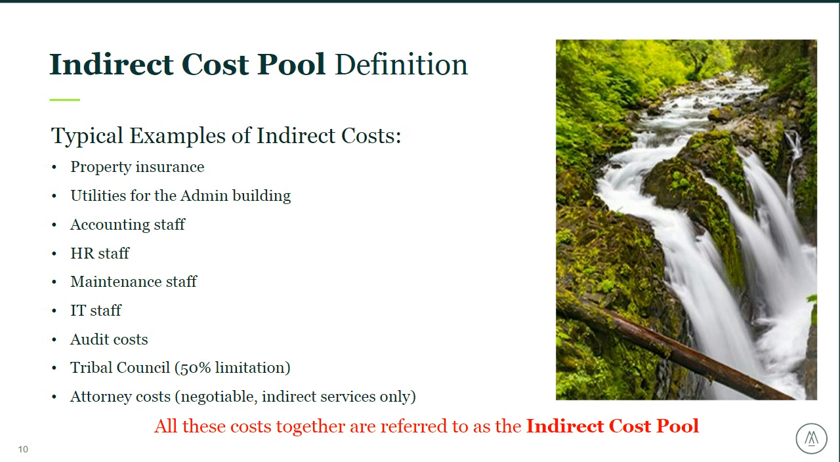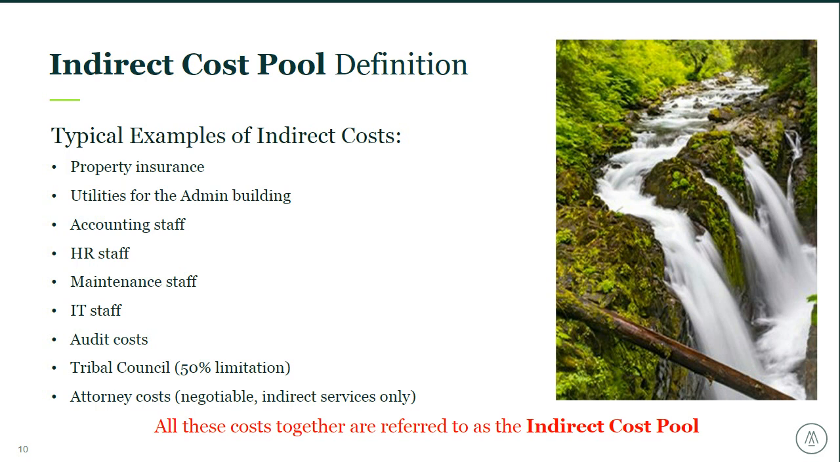So again, this got codified quite a while ago that if you want to charge 50% of your tribal council costs to your indirect cost pool, you can, without making your tribal council members keep a timesheet to substantiate that that's where they spend 50% of their time.